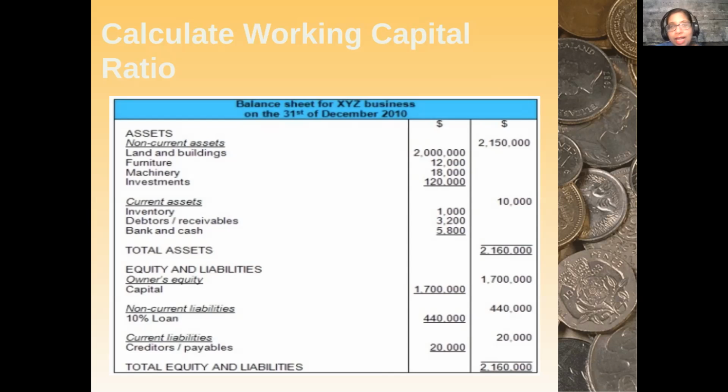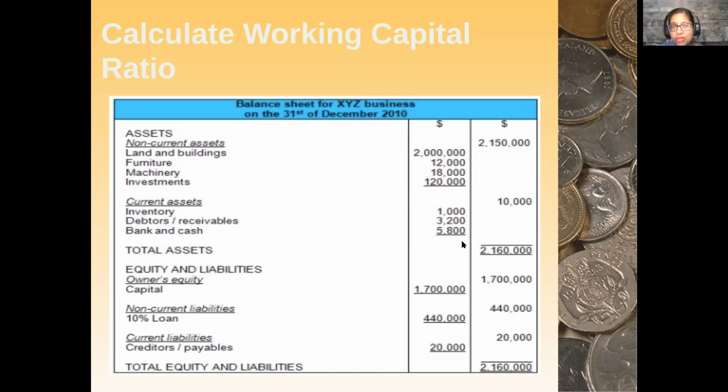So we need to calculate the working capital ratio from this example. We need to figure out what is the total current assets from this example and the total current liabilities. So take a second to look at that. From the sheet, you would see that this section here itemizes all the current assets: 1,000, 3,200, 5,800 is 10,000. And your current liabilities is very clear over here, 20,000.